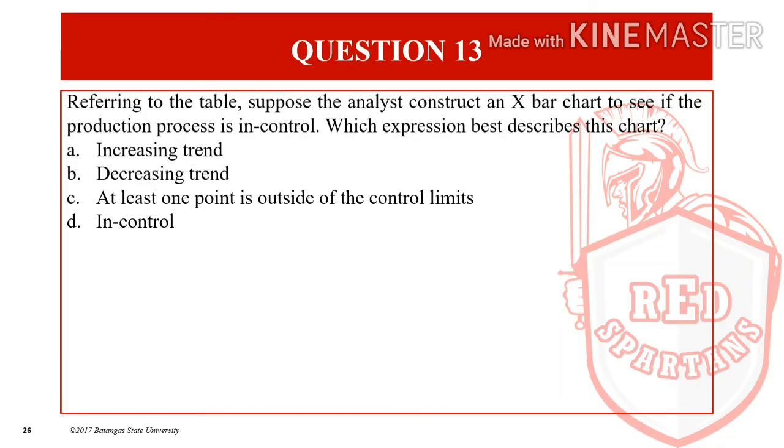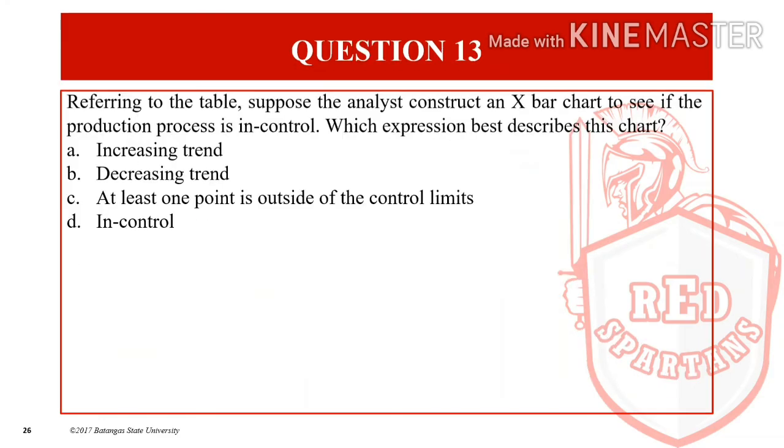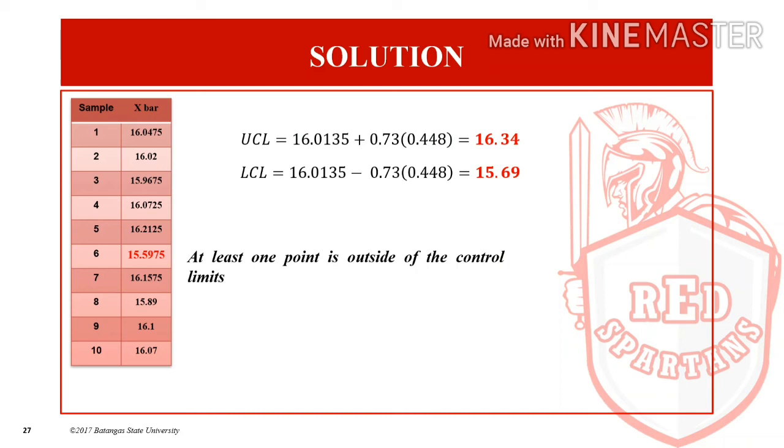Then, for question number 13, which expression best describes this chart? So, kanina, di ba nakuha na natin yung control limit. So, siya ba ay increasing trend, decreasing trend, at least one point is outside, or in control? So, i-compare lang natin yung value ng X-bar na nakuha natin in each sample, i-check natin kung pasok ba dun sa ating upper and lower control limit.